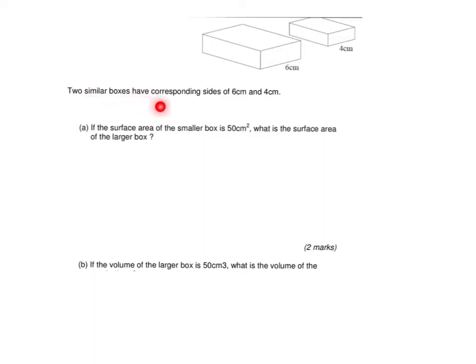So, two similar boxes have corresponding sides of 6 and 4. First question says, if the surface area of the smaller box is 50 centimetres squared, what is the surface area of the larger box? So we'll start with that.